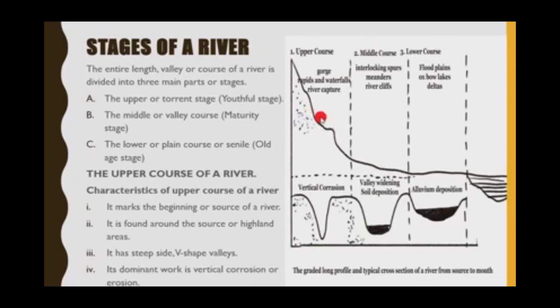Then four, its dominant work is vertical corrosion or erosion. The major thing that happens at the upper course is vertical corrosion or vertical erosion. That is, erosion takes place vertically.